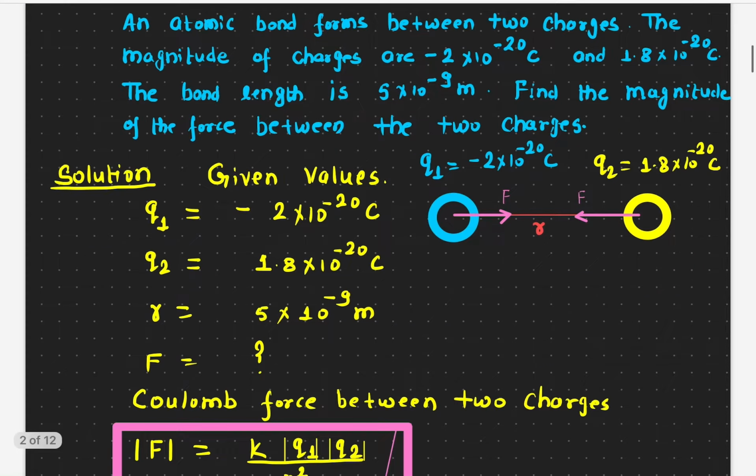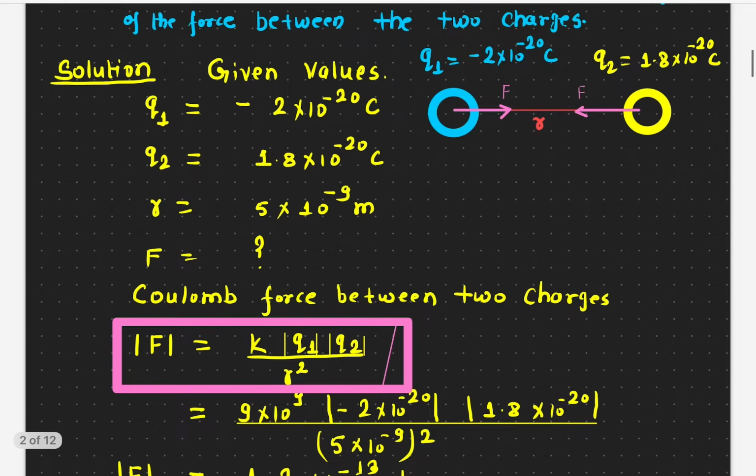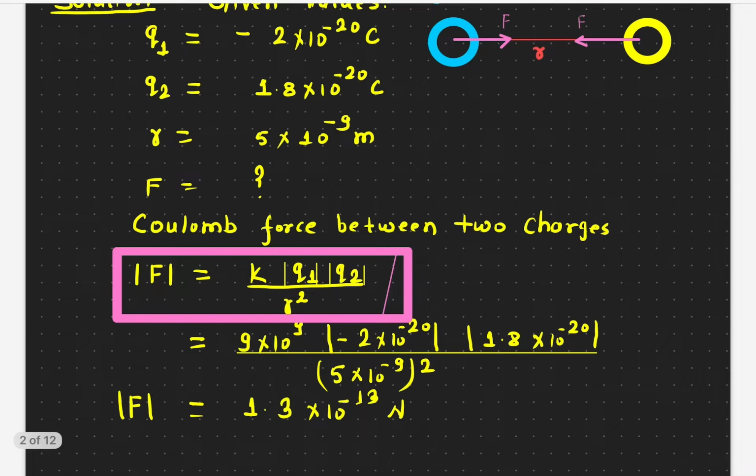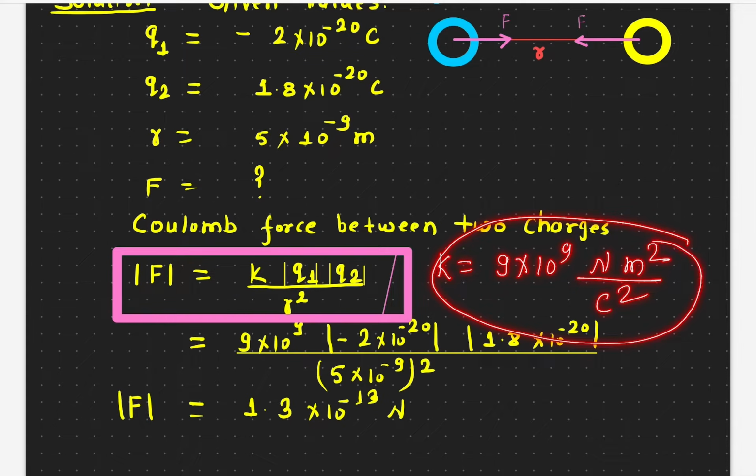So let's do that. So here I have written down all the given values: Q1, Q2, and the distance between these two charges is given. That is 5 times 10 to the negative 9 meter. So in order to find out the force between the two charges, we're going to use Coulomb's force. So what does the Coulomb force tell you? That the force between the two charges is given by this equation, where K is a constant, and the value of K is 9 times 10 to the 9 Newton meter square per Coulomb square. That's the value of K.